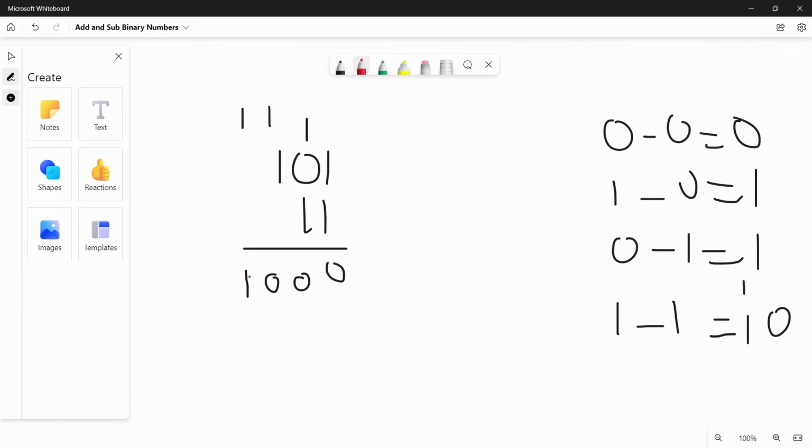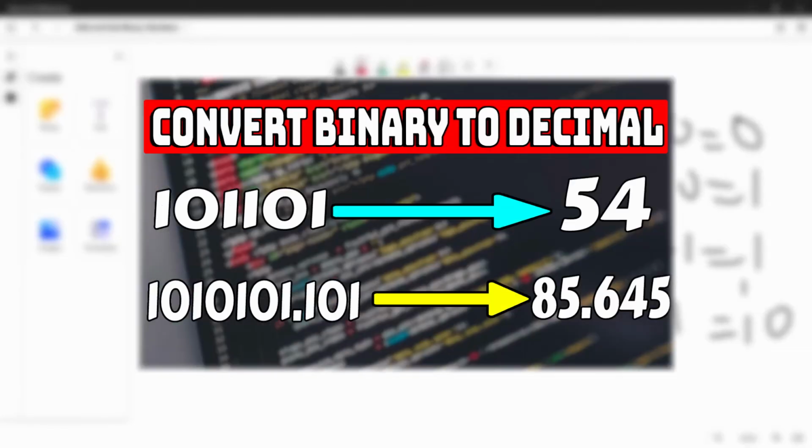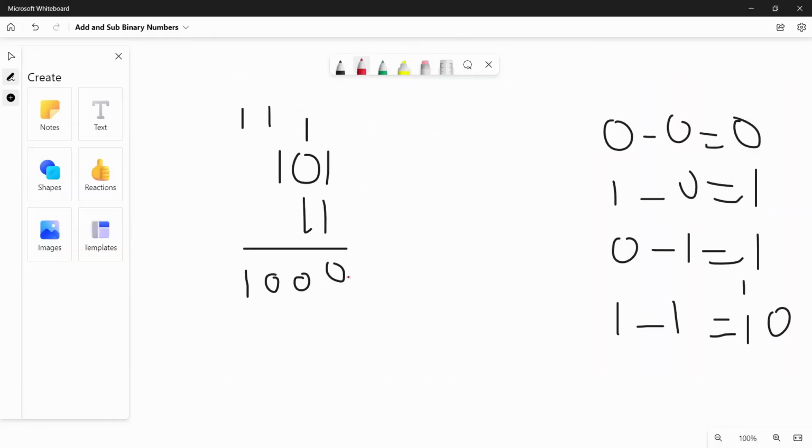So if we convert this binary format to decimal, check out this video to know how. So 2^0, 2^1, 2^2, 2^3. So 2^3 is equal to 8. So 5 plus 3 is 8, and so we found out that 101 plus 11 is equal to 1000.